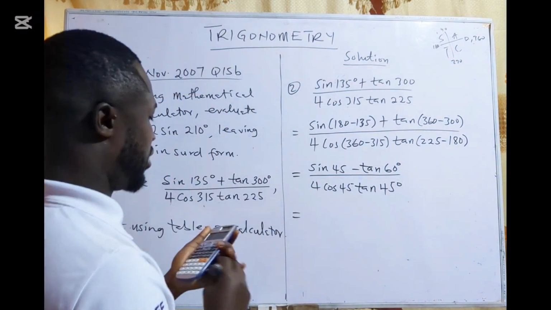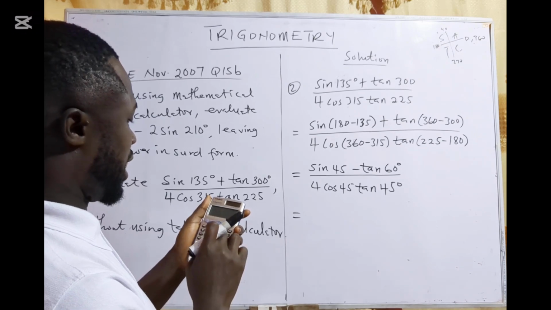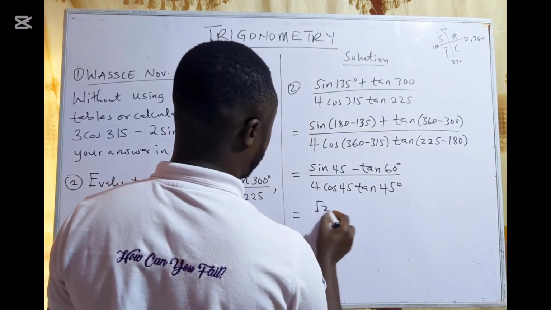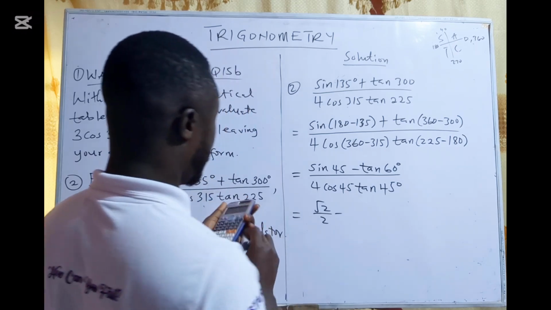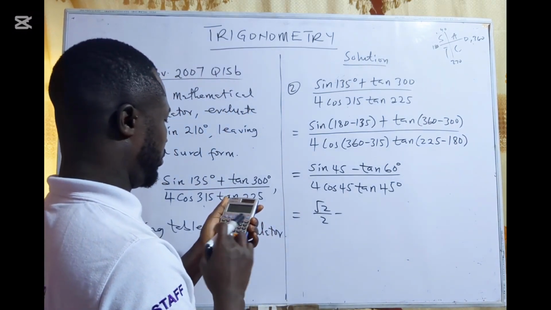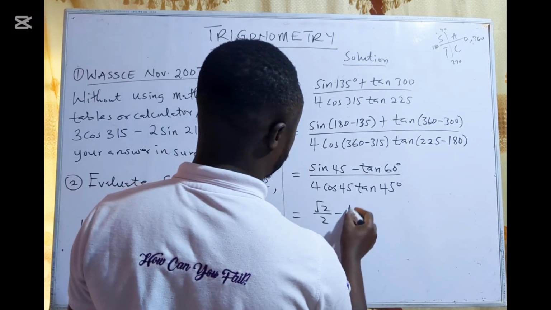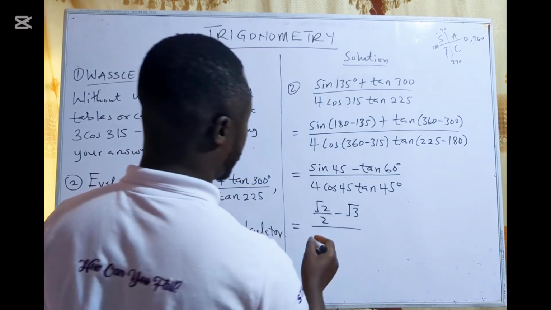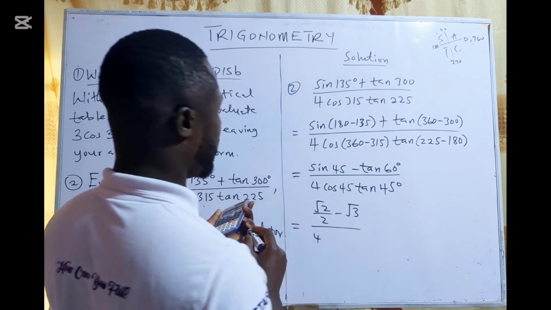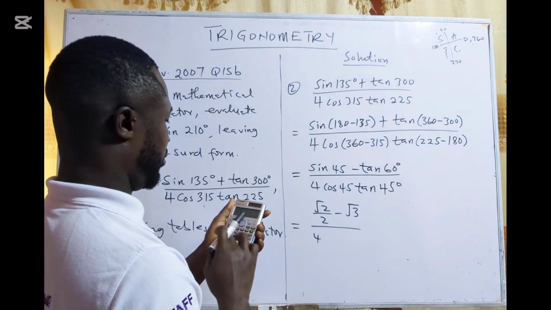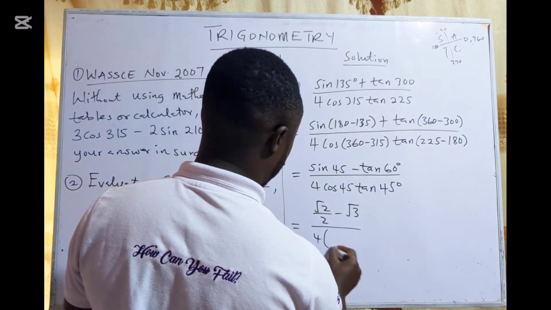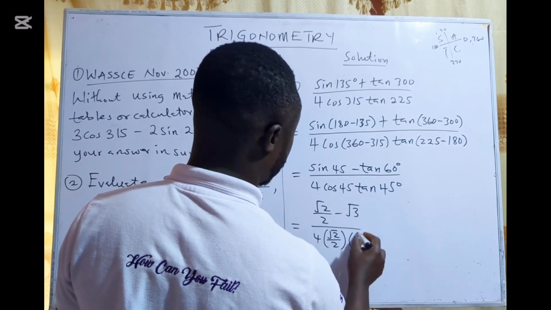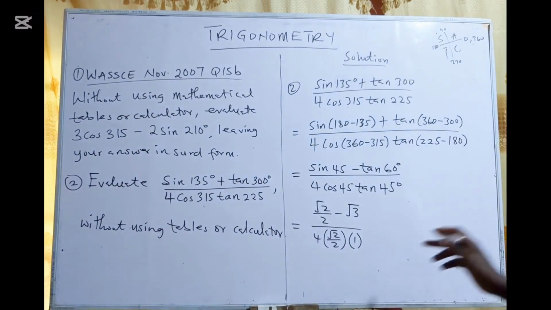So after you are done with this, you can now simplify. So sine 45 will give us root 2 on 2, minus tan 60, that is root 3, all divided by 4 times cos 45. That is root 2 on 2. And what is tan 45? That is 1. Okay, cos 45 times tan 45, so we are multiplying.